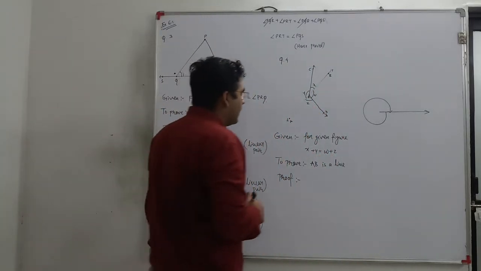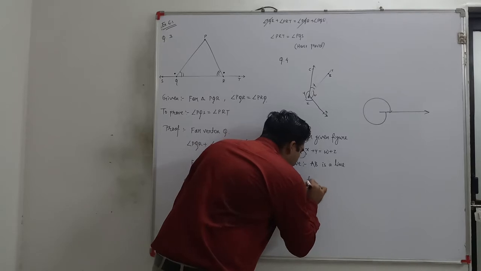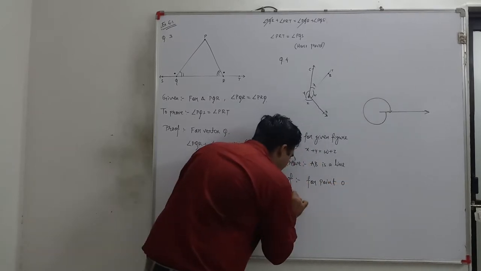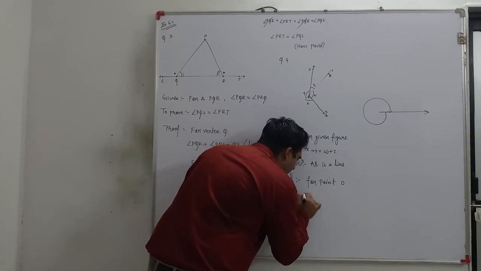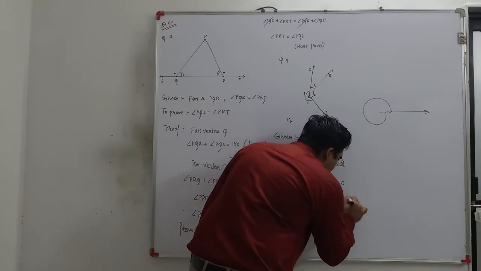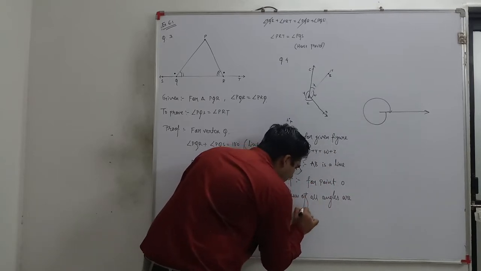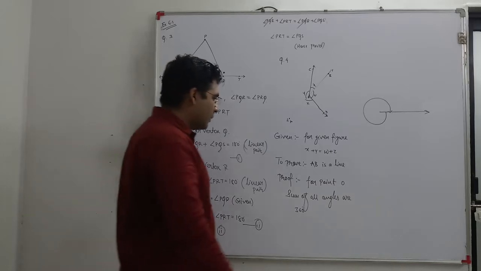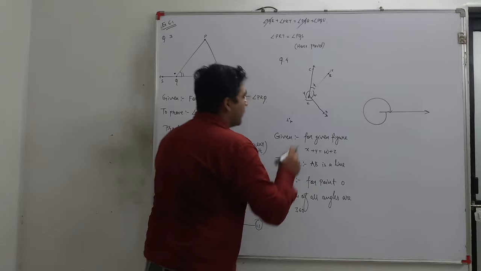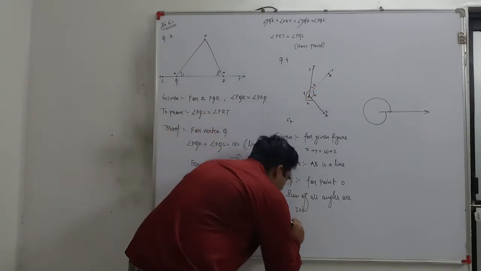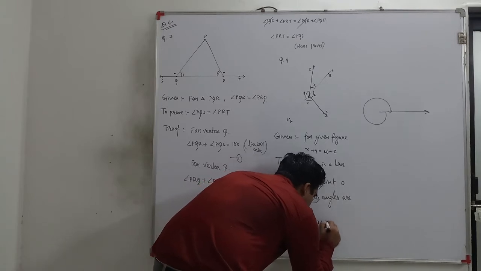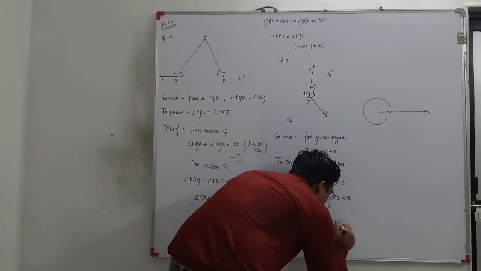So here I can say that for a point O, the sum of all angles is 360 degrees. Therefore, what are the angles? Angle X plus Y plus W plus Z is equal to 360 degrees.